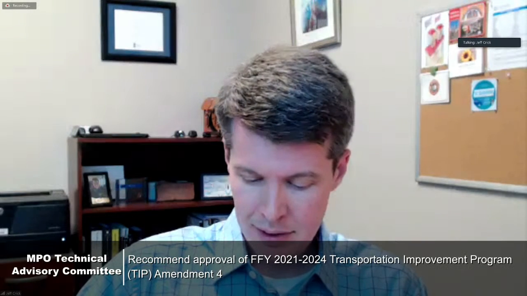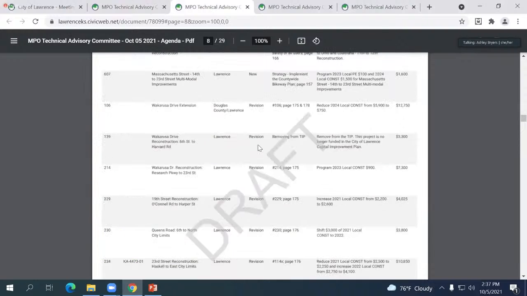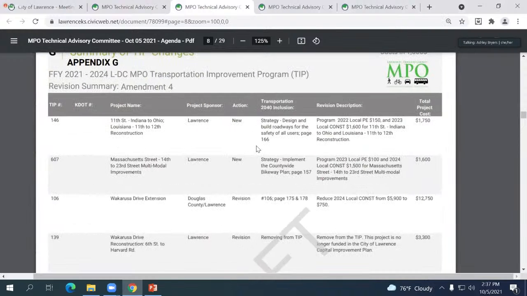Jeff Craig, Planning and Development Services. Thank you, Jessica. And that moves us on to item D1, which is the federal fiscal year TIP amendment number 4. And I will turn it over to Ashley to guide us through the item. Thank you. I'm Ashley Briers, Transportation Planner, and there's the TIP amendment. Hopefully you can see it.